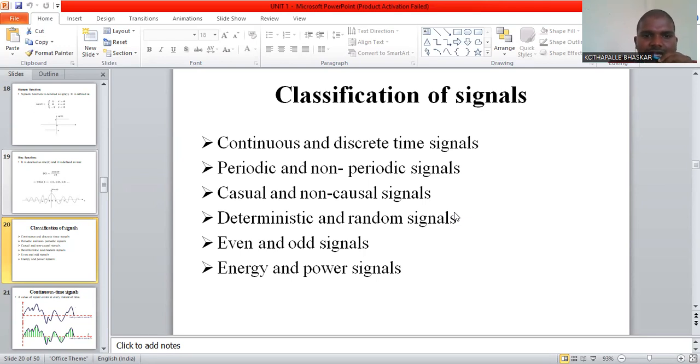Now signals can be classified into continuous and discrete time signals, periodic and non-periodic signals, causal and non-causal signals, deterministic and random signals, even and odd signals, energy and power signals. So these are the classifications of signals. Coming to the first one, continuous and discrete time signal.